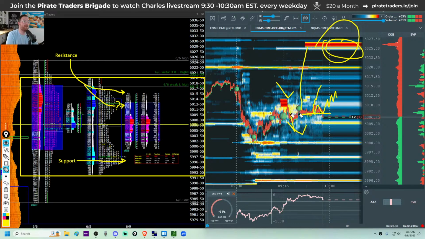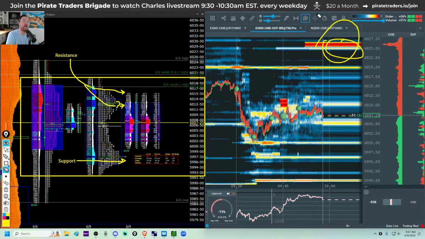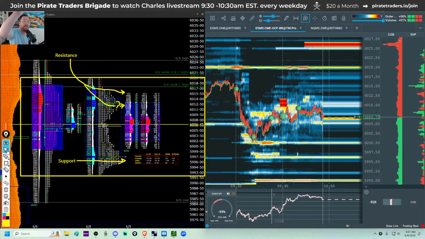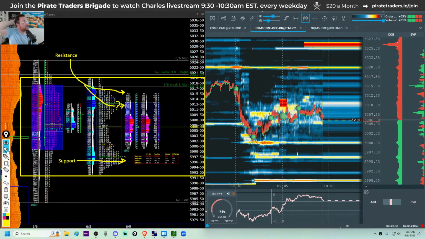So people always want me to tell them how to use Bookmap as a way to know to go long or short. It is all context. If you're bullish, do you want to see that pop up? Yes. If you're bearish, do you want to see that pop up? No. You know what I mean? It's just context.